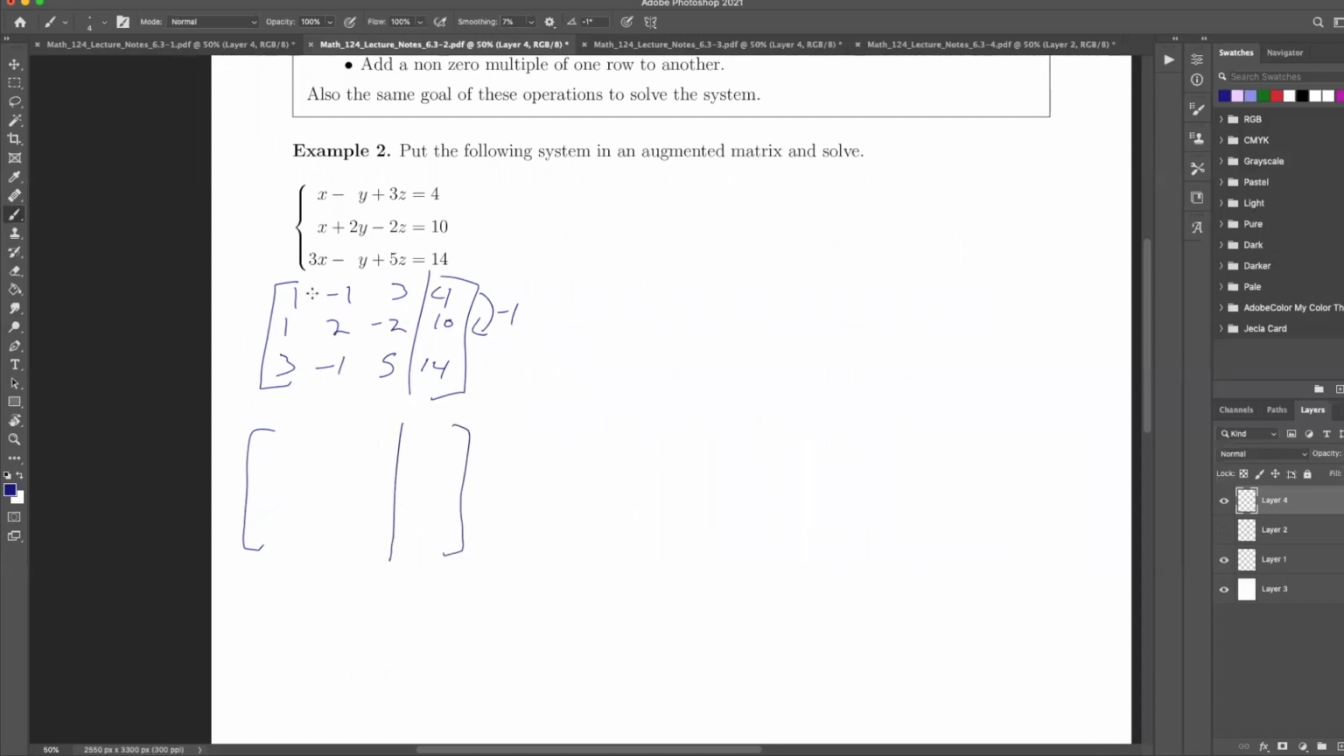All right, and so we have -1 times 1. So the first row is the same, so we just write that down. Second row is the same, so we're just going to write that down.